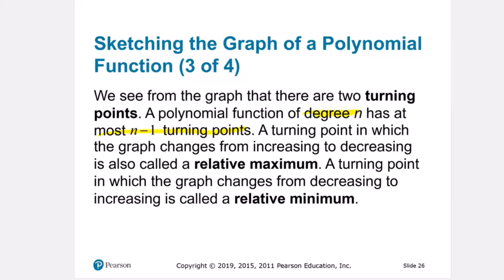A turning point in which the graph changes from increasing to decreasing is a relative maximum, and a turning point which changes from decreasing to increasing is called a relative minimum. That's not too hard to understand if you look at a picture. If my turning point is increasing and then decreasing, it has to be a max. This is increasing and then it's decreasing. If it's decreasing and then increasing, here it's decreasing and then increasing, we can see that it's a minimum.